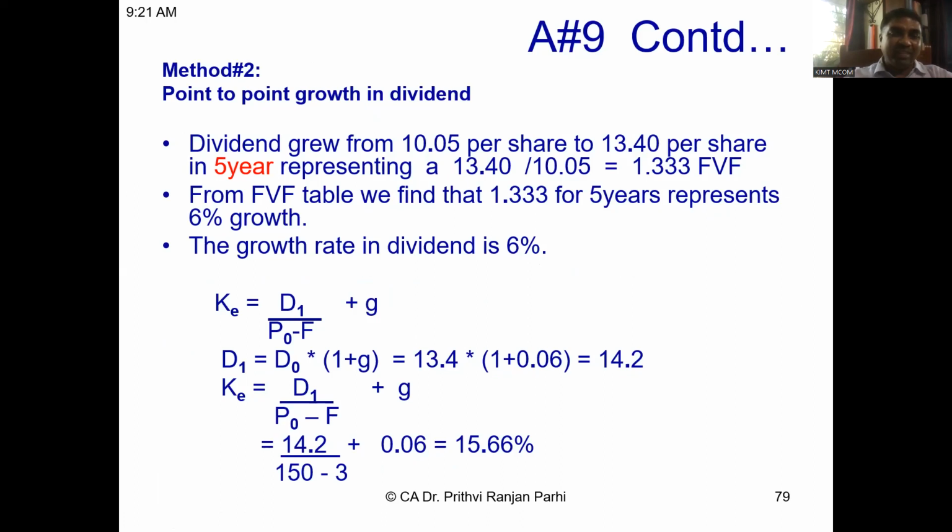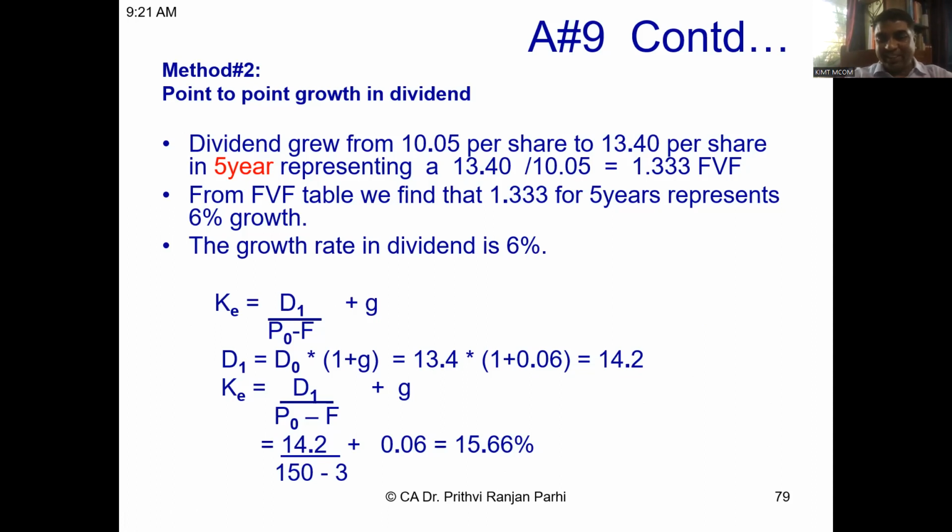How are we computing the future dividend? You see, the last dividend was 13.04. That will grow at 6%. If 13.04 grows at 6%, we have to multiply it with 1 plus 0.06, and it comes to 14.2. So 14.2 is D1, that is the future dividend. Now you can apply the formula, D1 by P0 minus F. Look here, you can see the formula now. So it is 14.02 divided by 150 minus 3.